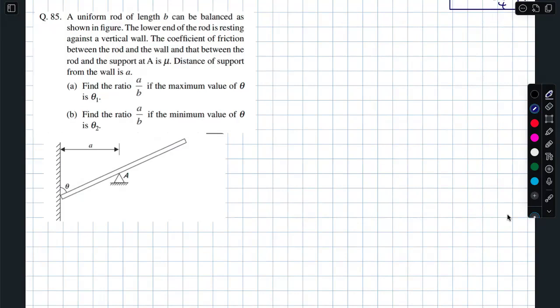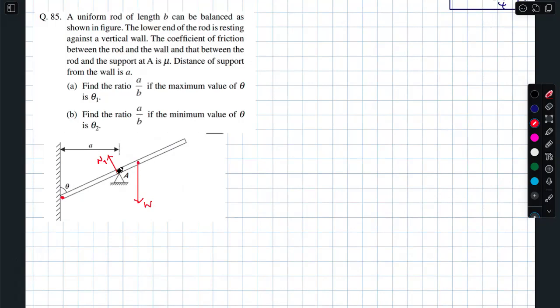First of all, let me draw the free body diagram properly. So I am assuming that the normal reaction at this end, perpendicular to the rod, is N1. Agreed? Next, somewhere here I am assuming the center of mass. I'm assuming like that. The mass of the uniform rod is not given. We will call this W. Throughout we will use W. W is nothing but weight, mg.